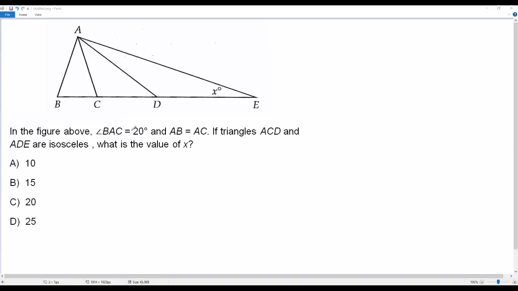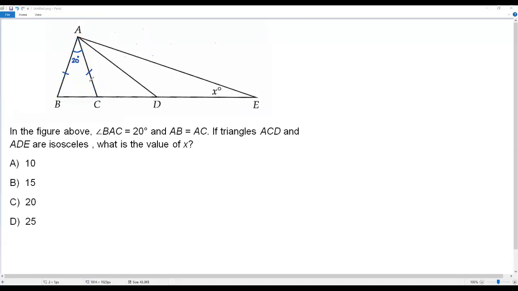Okay, the first information says the angle measure BAC equals 20 degrees. So this angle measure is 20 degrees. And also the question says the length of AB and the length of AC are equal. So clearly triangle ABC is an isosceles triangle, because two sides are equal in length.